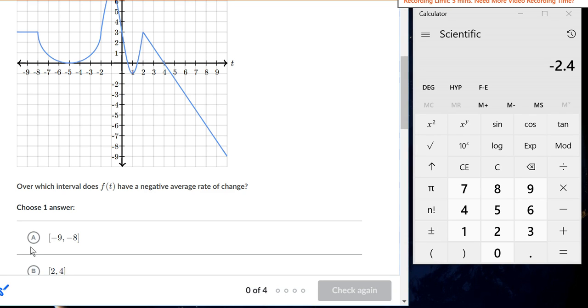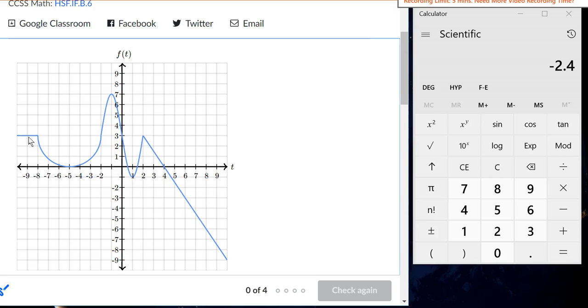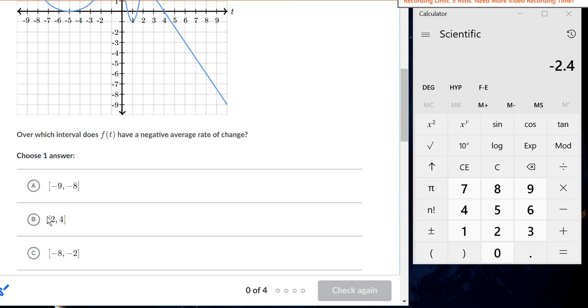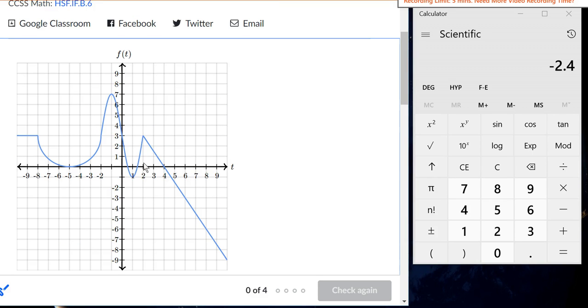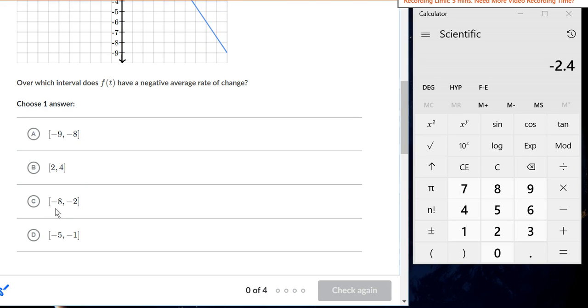Which interval does f of t have a negative average rate of change? That means it's going down from point to point. So from -9 to -8. So I'm going to -9 and -8. I look at it, no rate of change. No actual rate of change. So I'm going to say that that is not the answer because it's not changing from that point to that point. From 2 to 4, I'm going here and I'm saying, oh, that's 3, and then that's at 4, it is going down from there to there. Now, that's probably the answer, but let's just look at the other ones just in case.